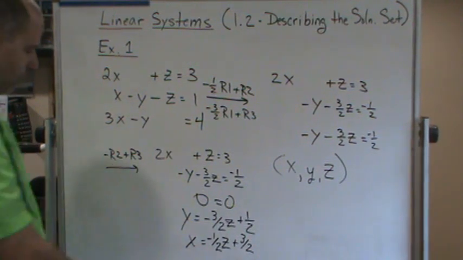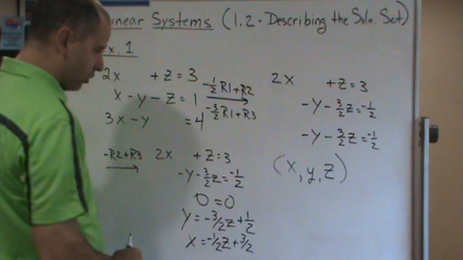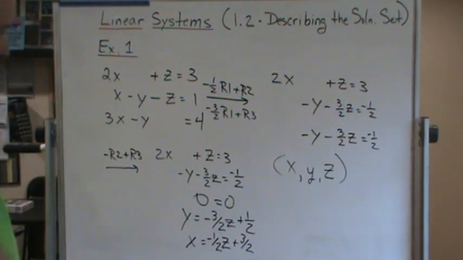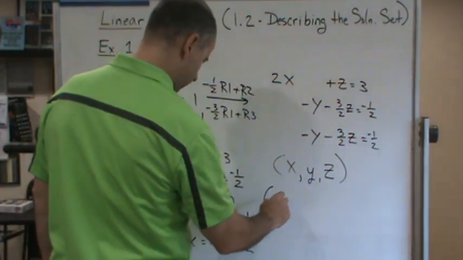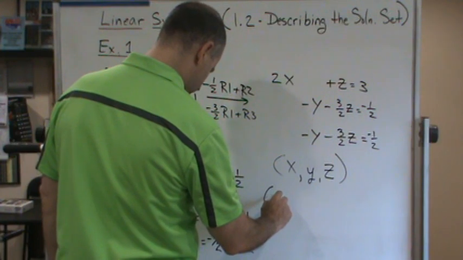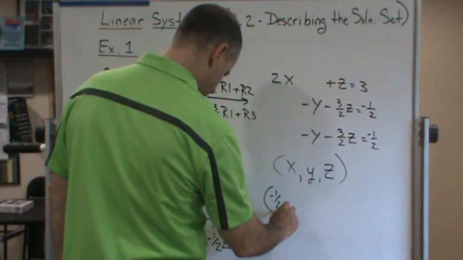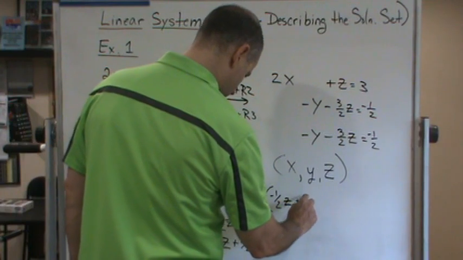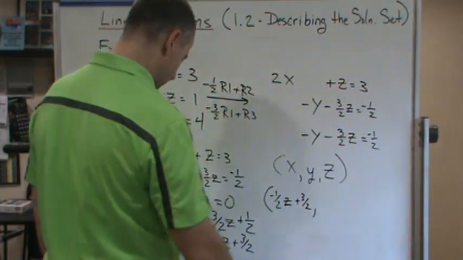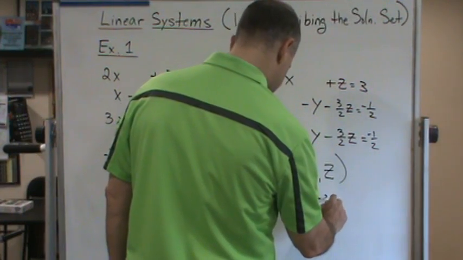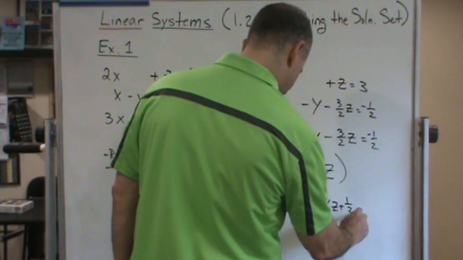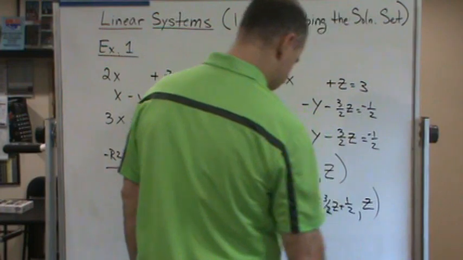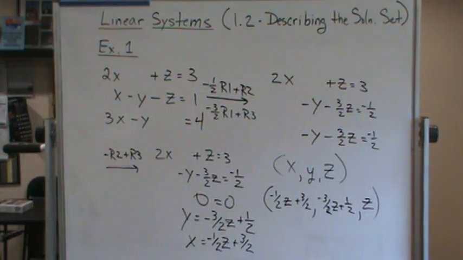Now what we're going to do is substitute in here. So now the ordered triple becomes negative 1 half z plus 3 halves, comma, negative 3 halves z plus 1 half, comma, z. So this is one way to describe the solution set.